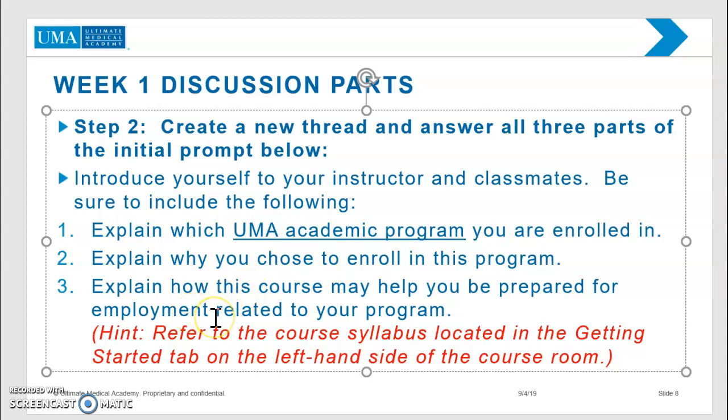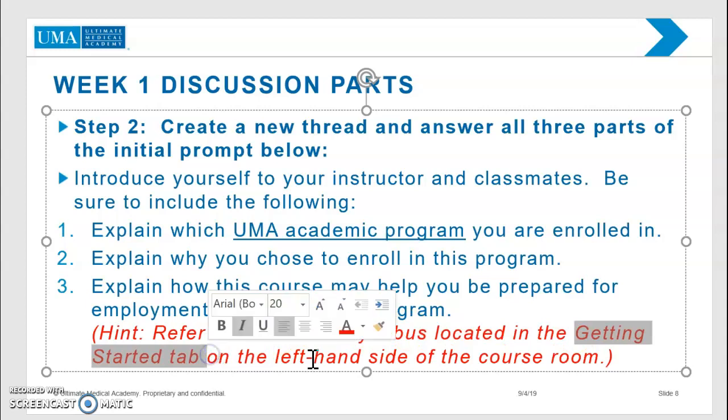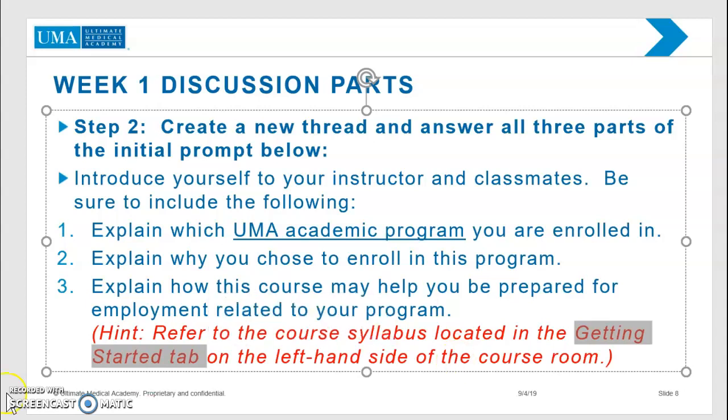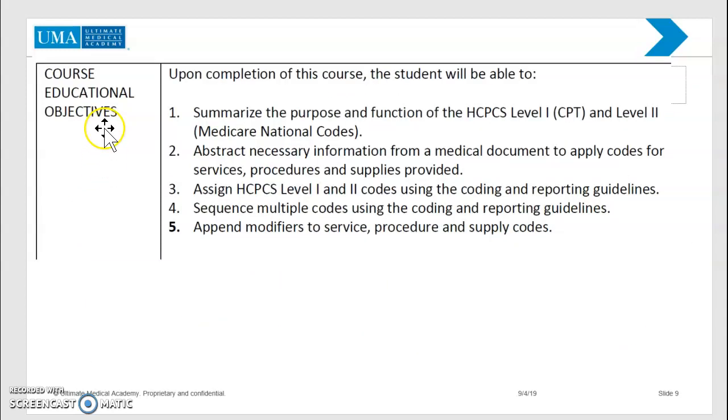Number 3, you really have to make sure that you go to this hint page to add information by going to the Getting Started tab on your main menu, and on the left hand side you will see View Syllabus. After you click on the Getting Started tab, you will see View Syllabus, and when you click on that, you will get to see Course Educational Objectives. Just slide down a little, and you will notice that you have 5 course objectives given.